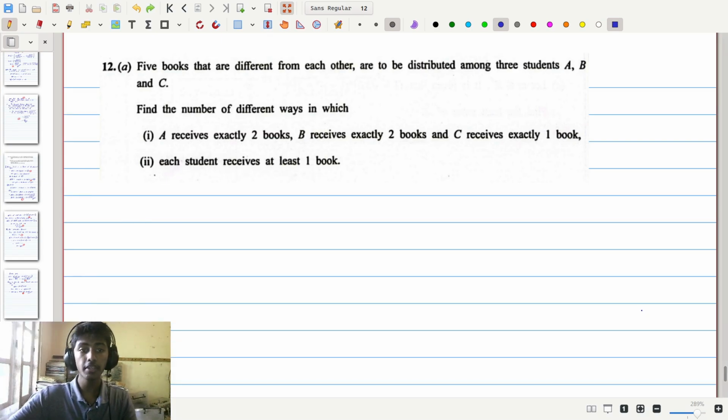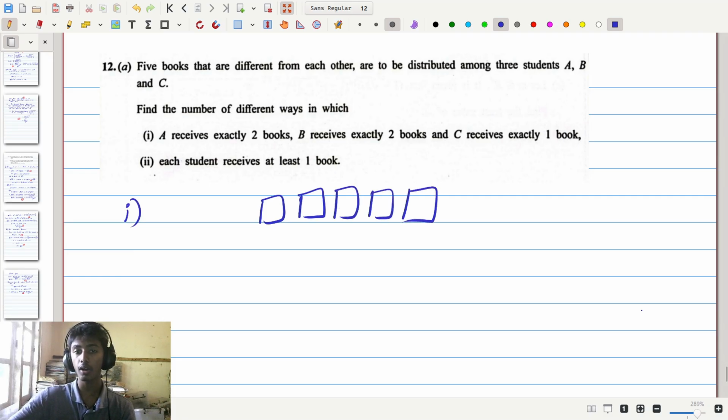Part number 1 can easily be solved by considering the situation at hand and simply considering the number of choices we have at each step when we're giving A exactly 2 books, B exactly 2 books and C exactly 1 book. You don't have to draw out all of these books and the students in your answer sheet, but if you want to, you can. So let's consider the situation where we have 5 books which I'm going to label as book 1, book 2, book 3, book 4 and book 5.